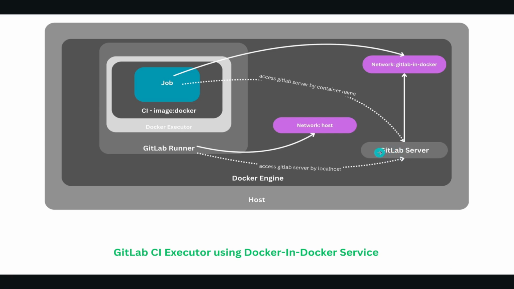And if we switch to the networking, this is how we have set up the network. So we have the host machine, we have a Docker engine, and then on the Docker engine we have this GitLab runner, then we have a Docker executor where we have this pipeline job, and this job container was attached to this new network called GitLab-in-docker, and the GitLab server was also attached to this same network.